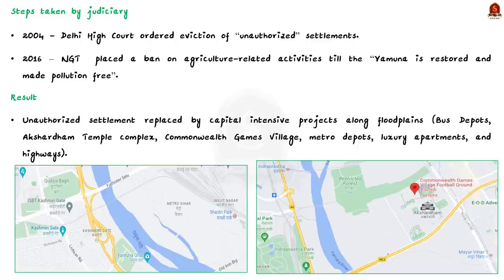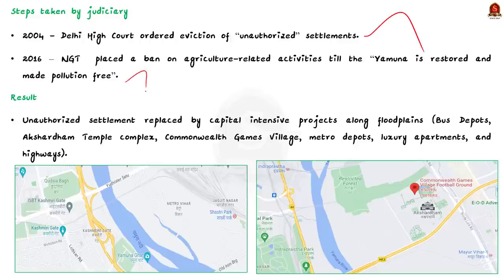For example, in 2004, Delhi High Court ordered eviction of unauthorized settlements on the floodplains. Due to this order, around 2 lakh people were evicted. Then in 2016, the National Green Tribunal imposed a blanket ban on agriculture-related activities till the Yamuna is restored and made pollution-free. But both these backfired.